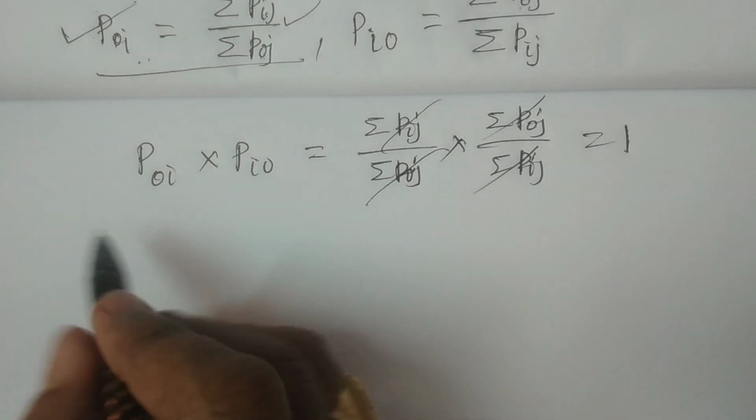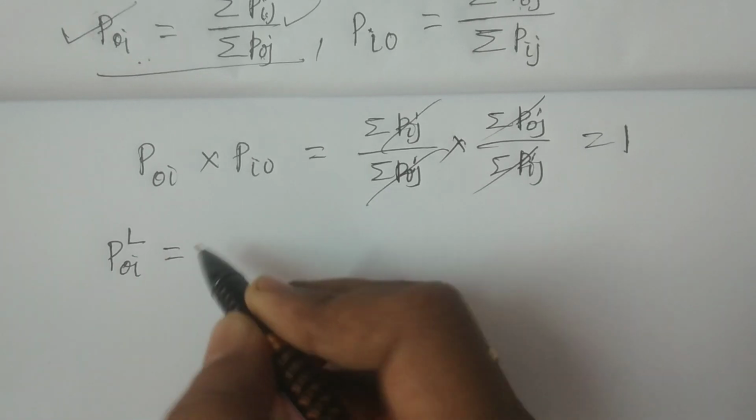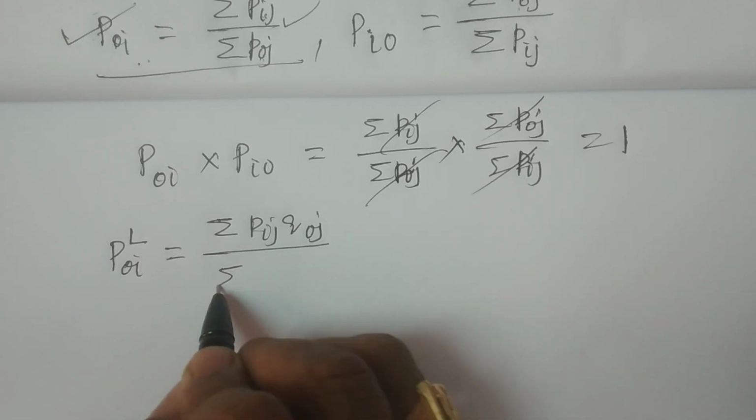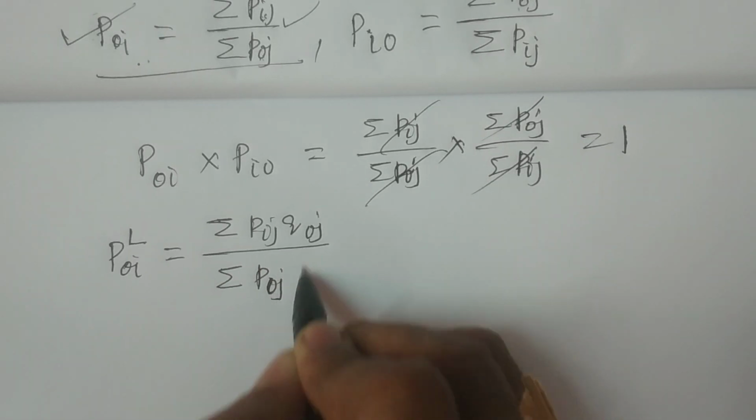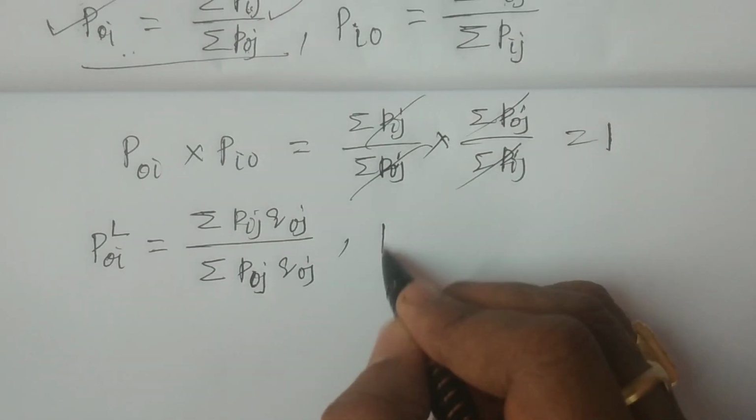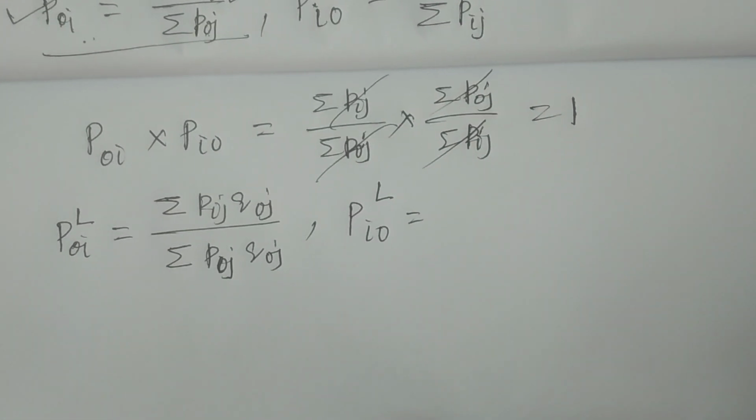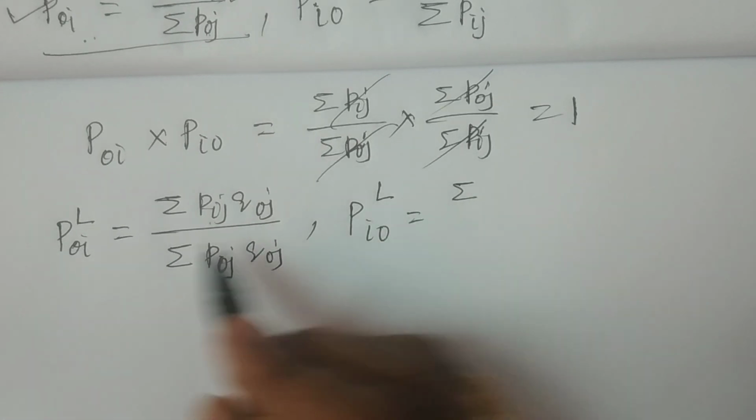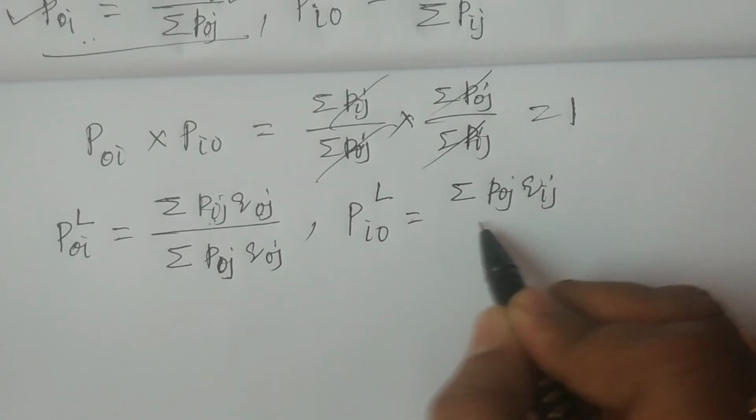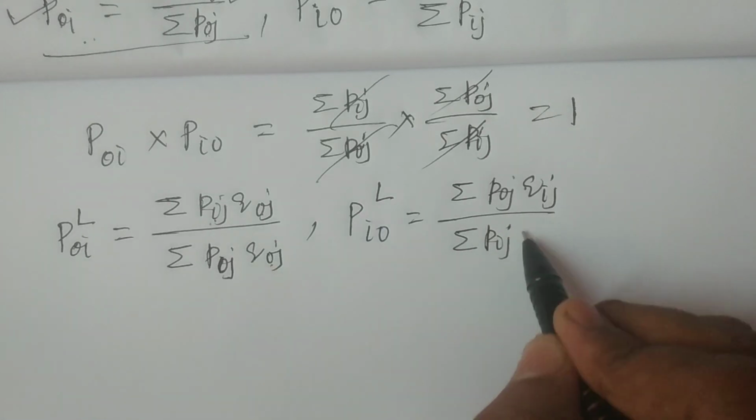The second one is not satisfying. For example, we consider last year, P0I last year. The formula is summation Pij Q0j divided by summation P0j Q0j. This is the last year's index number. You calculate, interchange the periods, Pi0 last year. It is equivalent to, interchange the periods, so therefore P0j, Q0j, therefore Qij, summation P0j, that is Pij, Q0j, Qij.